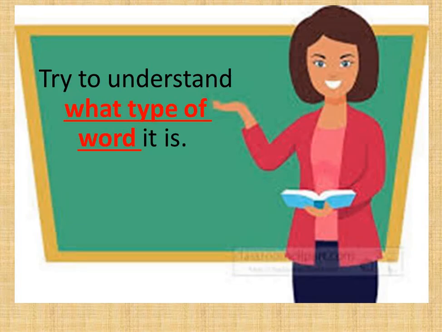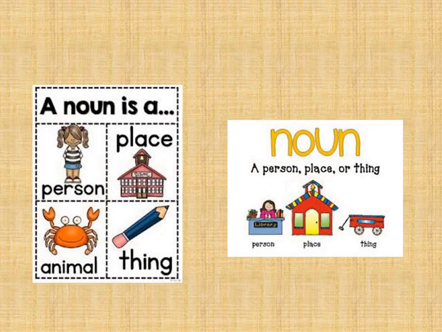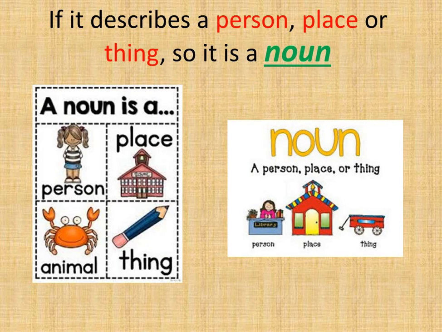What else do we have to do? We have to try to understand what type of word it is. That's what we call parts of speech. For example, if this word describes a person, a place, or something, it is a noun, because a noun is the name of a person, or a word that expresses a person or place or even an animal or thing. So this is a noun.